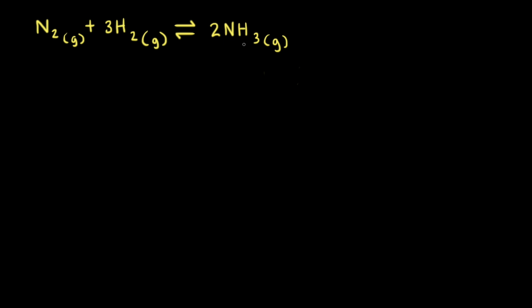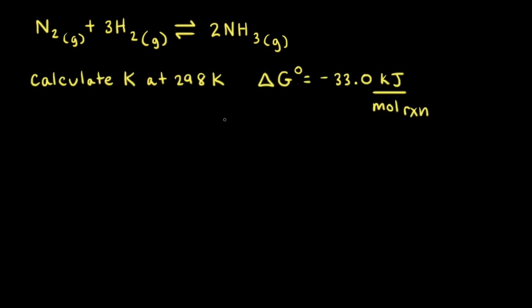Let's calculate the equilibrium constant K for the synthesis of ammonia from nitrogen and hydrogen, and let's do this for 3 different temperatures. Let's start with a temperature of 298 Kelvin. ΔG naught at this temperature is equal to negative 33.0 kilojoules per mole of reaction. So to solve for the equilibrium constant K, we need to plug in the value for ΔG naught.